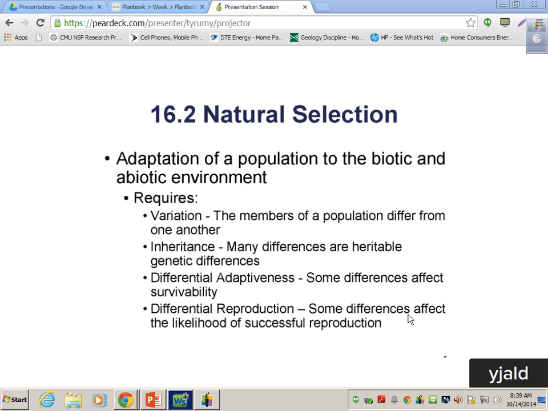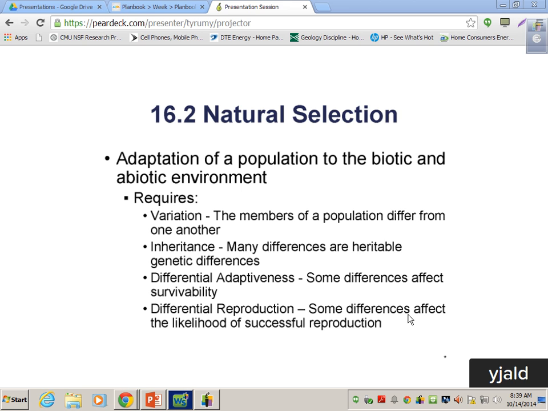And then inheritance. Many differences are heritable genetic differences, like Babola apparently, right? I know that was a joke, but that would have been a genetic difference. But I have brown eyes, some of you have blue eyes. That's inheritable. And then differential adaptiveness.